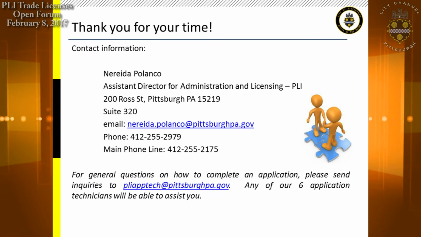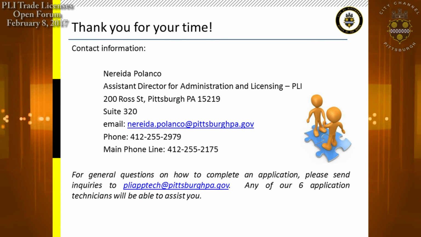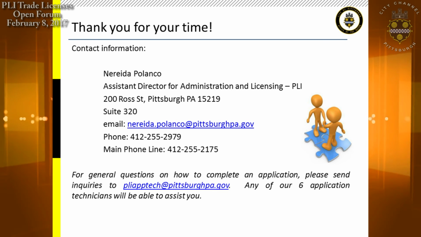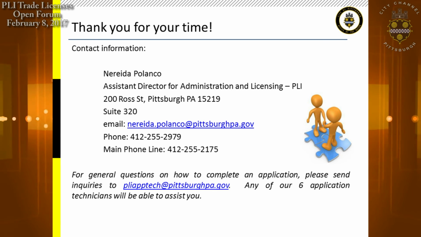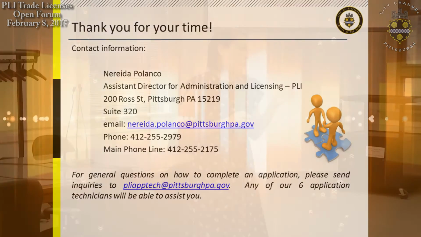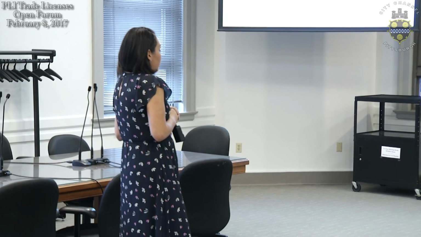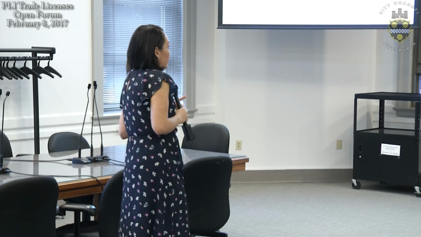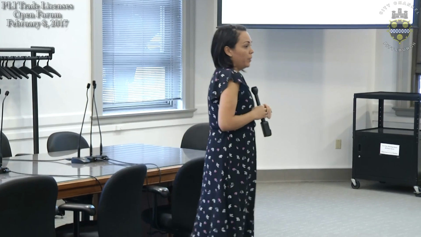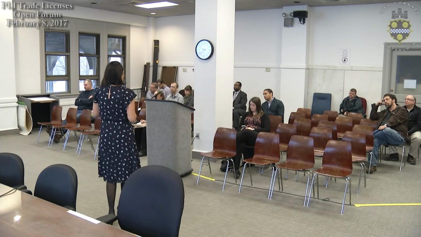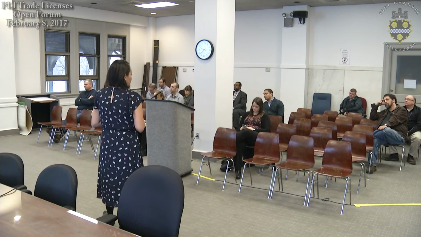So that's my information. Anybody who wants to contact me, I also have the general email address for my staff for general questions on how to complete applications. They're very, very good at answering their emails. There are 6 of them at the counter. The email is pliapptech@pittsburghpa.gov. That's a general email. It actually goes to all of them at the same time, and myself. So we work through them through the day to make sure that we answer them in a timely manner.